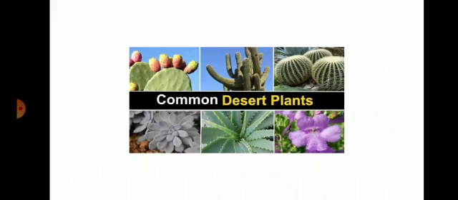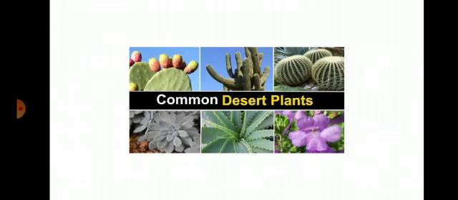Okay, in desert plants the leaves are reduced and the roots go deep. The leaves are absent to prevent loss of water due to transpiration. The leaves are modified into spines, so the stem does the photosynthesis work. Some of our best examples: camel, kangaroo, and the plant cactus.